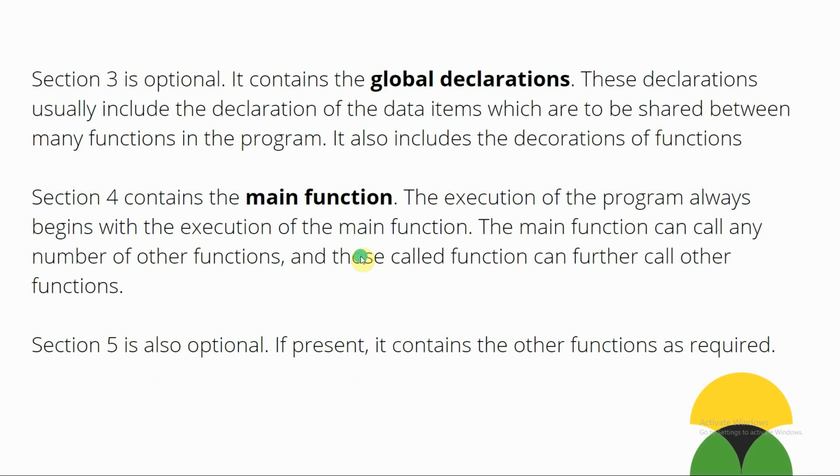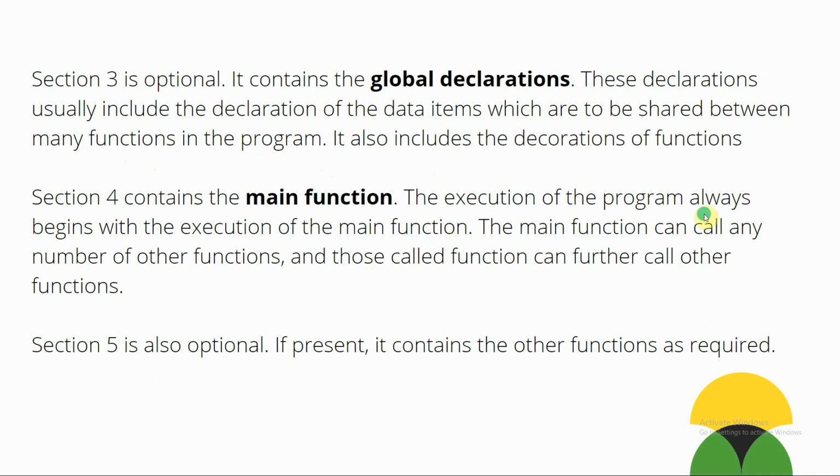So section 3, the global declarations, can be an optional part. These declarations usually include the data items which are to be shared between many functions in the program. It also includes the declarations of functions. And the main function is the important part.